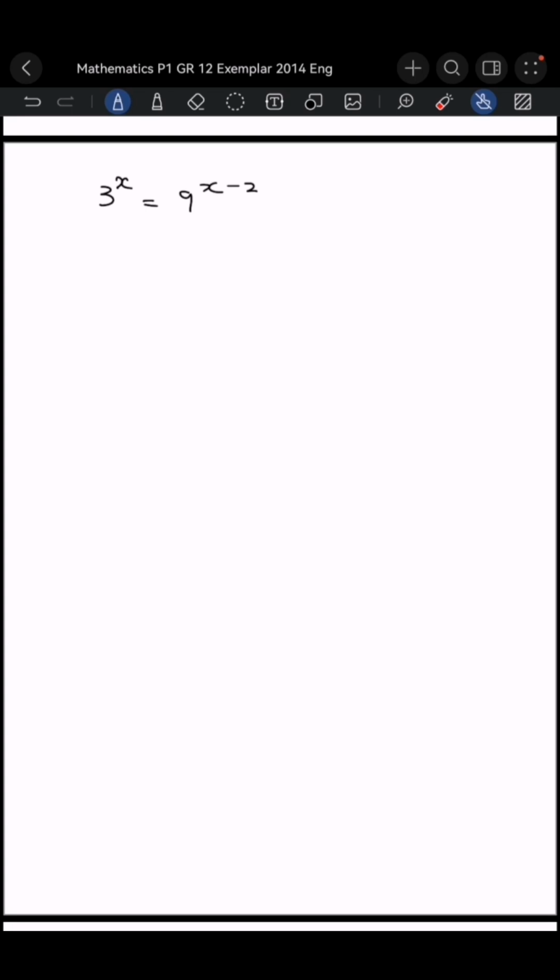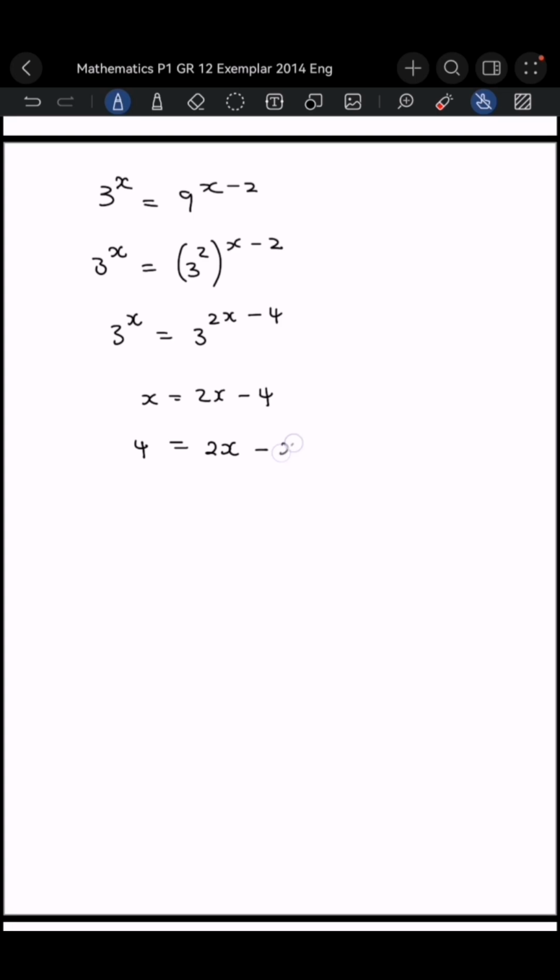Right, we have 3 raised to the power of x is equal to 9 raised to the power of x minus 2. We have 3 raised to the power of x is equal to 3 squared, bracket x minus 2. Therefore, 3 raised to the power of x is equal to 3 raised to the power of 2x minus 4. Therefore, x is equal to 2x minus 4. The 4 comes this side, becomes positive, is equal to 2x. The x comes this side, becomes negative, and therefore 4 is equal to x. So x is equal to 4 is our answer.